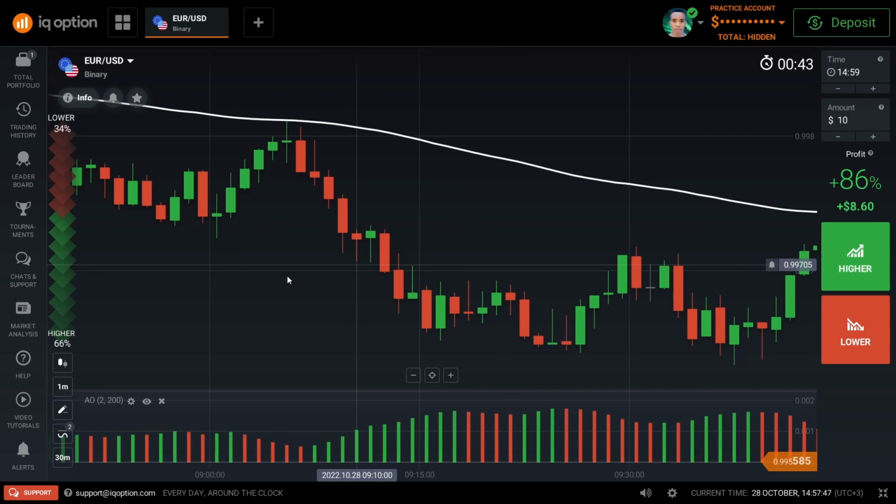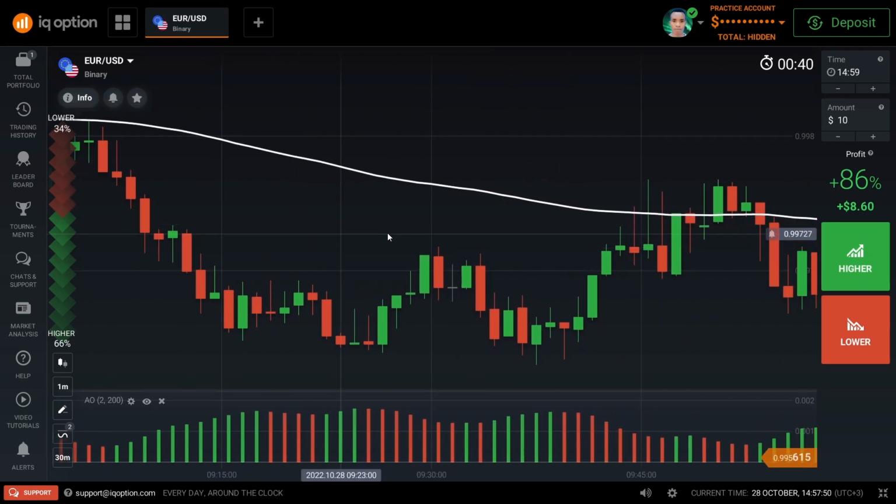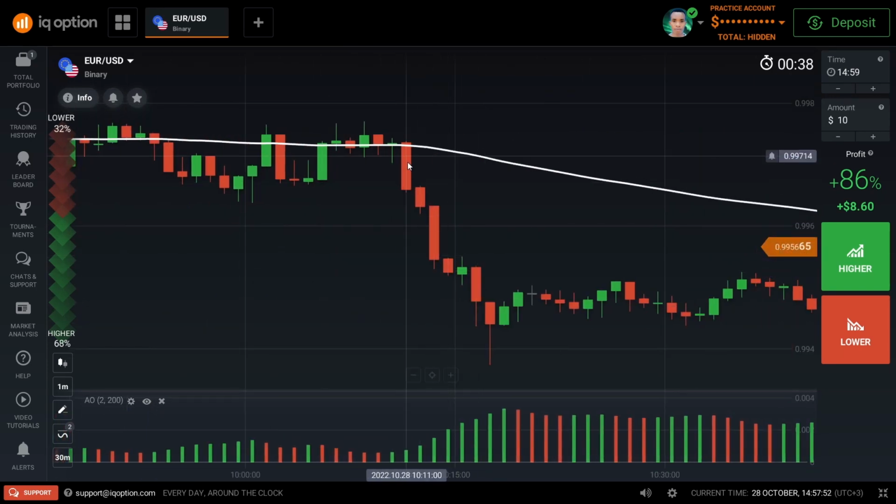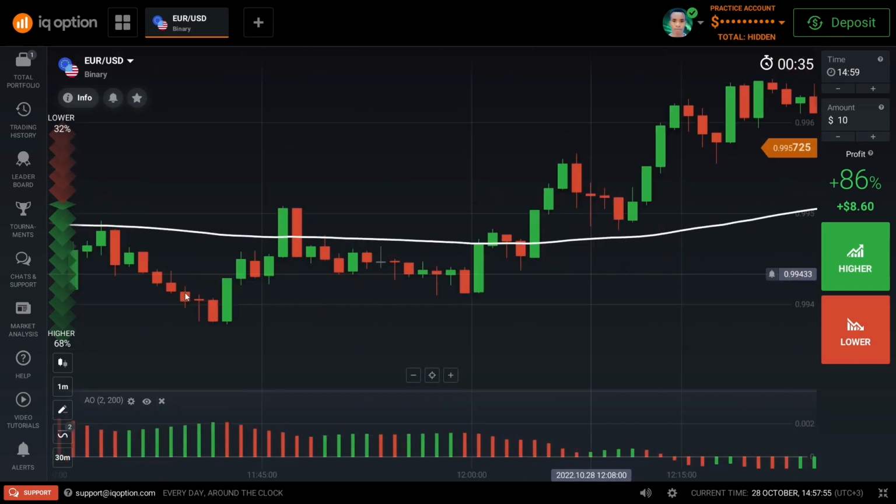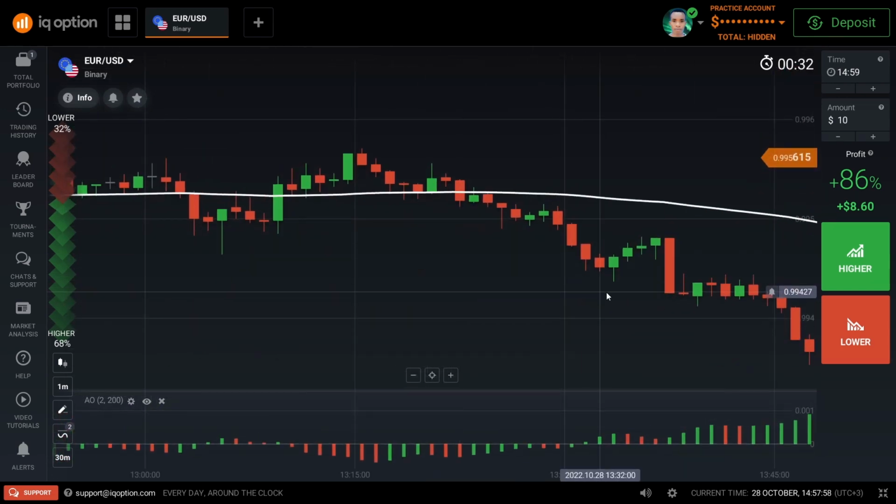So you are supposed to practice this in demo and identify opportunities, and identify which market is stable and unstable, in order to win your trades when it comes to trading IQ Option.